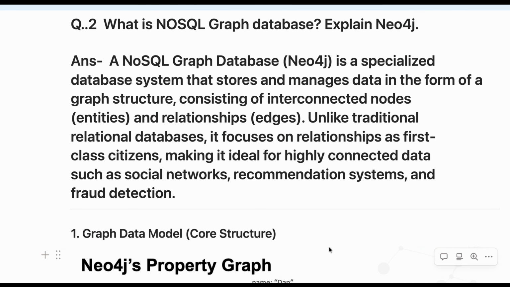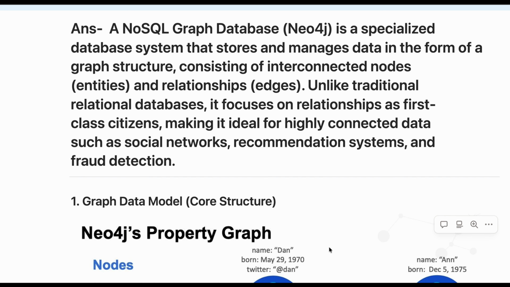In this video, we will understand NoSQL graph database and Neo4j, which is a very important topic from an exam point of view. So let's start with the definition. A NoSQL graph database is a type of database that stores data in the form of a graph. It uses nodes and relationships instead of tables. It is mainly used for highly connected data like social networks, recommendation systems, and fraud detection.